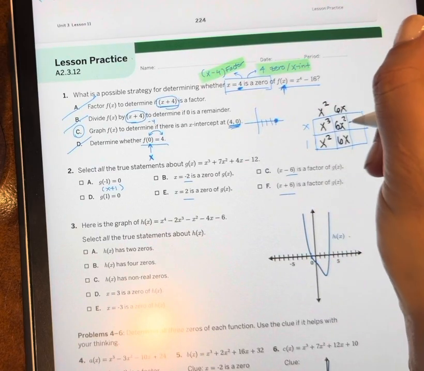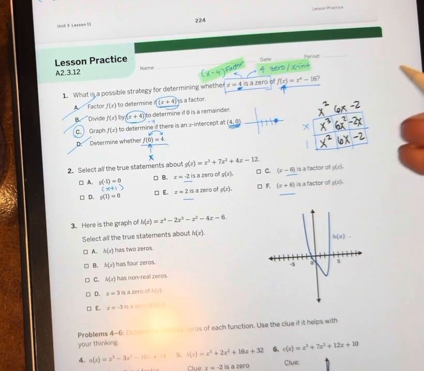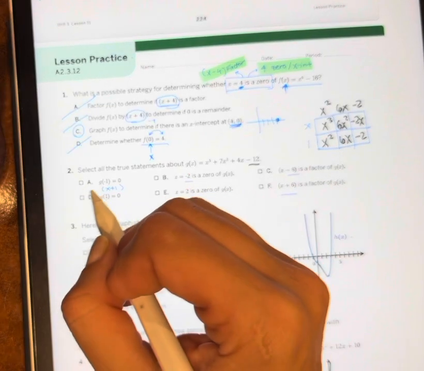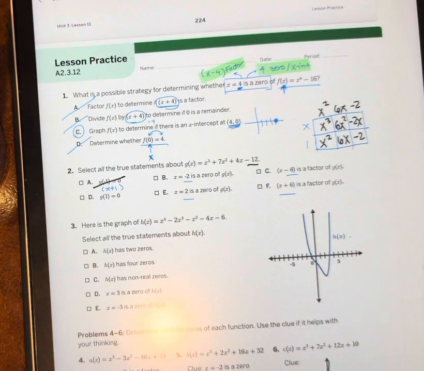6x, and then I want 4x, so it's a negative 2x. So this is a negative 2. So then this is a negative 2, which means that we have crashed and burned, you guys. We got a negative 2 here when we should have gotten a negative 12. So this is not true, okay? So now let's keep going.